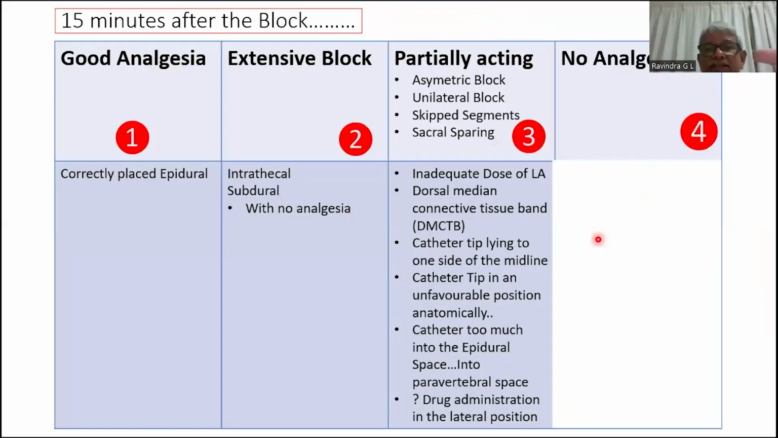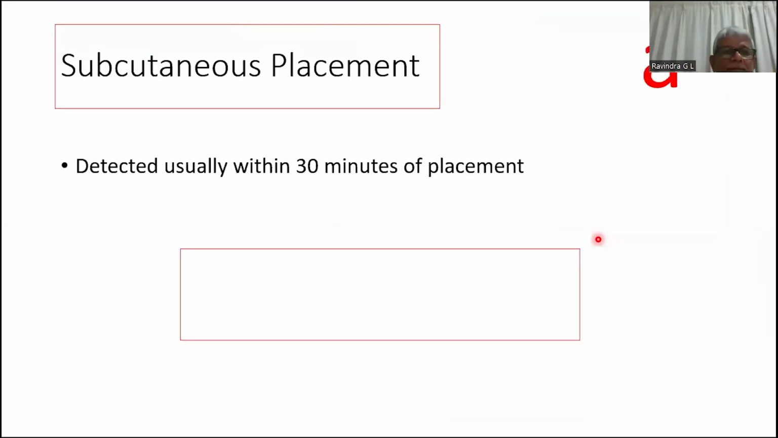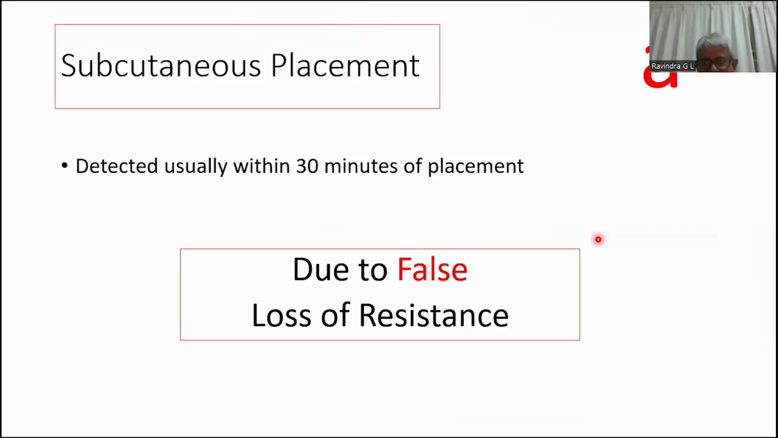So this is about the third possibility. The last possibility is no analgesia. No analgesia means, where is the catheter now? The first and the foremost reason is the subcutaneous placement. Subcutaneous, I mean extra epidural, somewhere in the tissue spaces. And this is detected in the first 30 minutes itself. The main reason in pregnancy is due to the false loss of resistance.